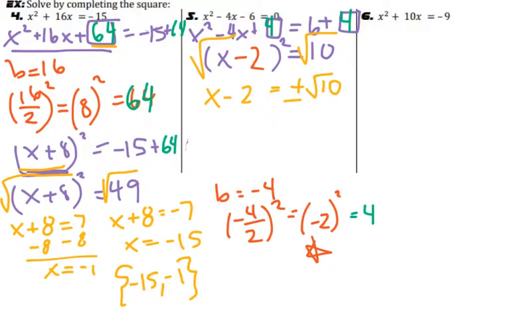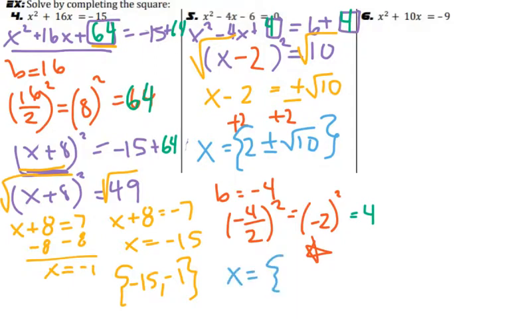To isolate our variable now, we need to add 2 to both sides. And since 2 is not actually inside a square root, all that's going to happen is that I'm going to write it in front of that plus or minus. So our final answer is going to be 2 plus or minus the square root of 10. You could also write that as 2 minus the square root of 10, 2 plus the square root of 10, if you wanted to write it that way.